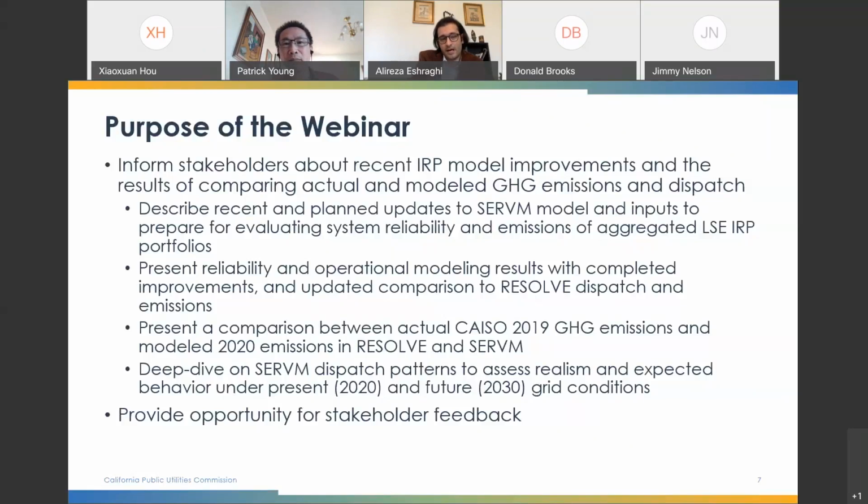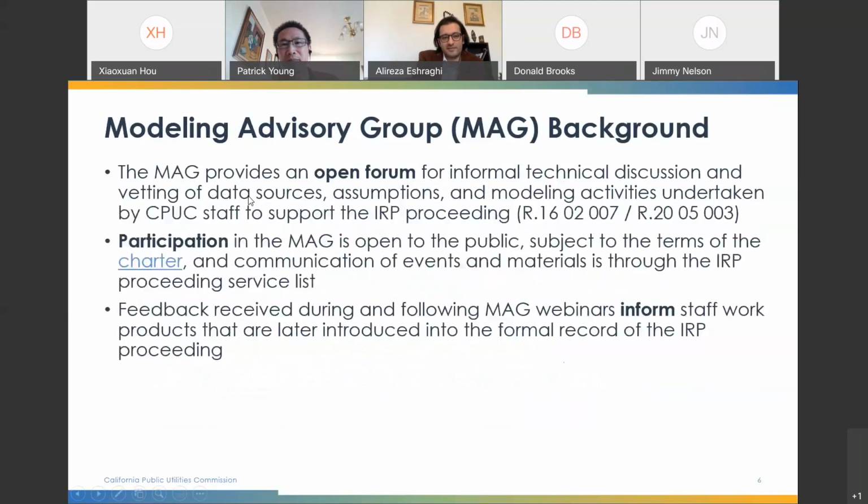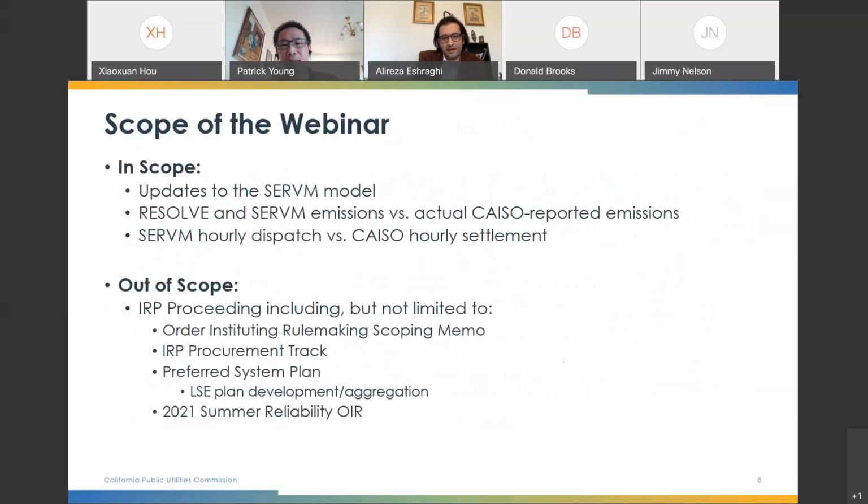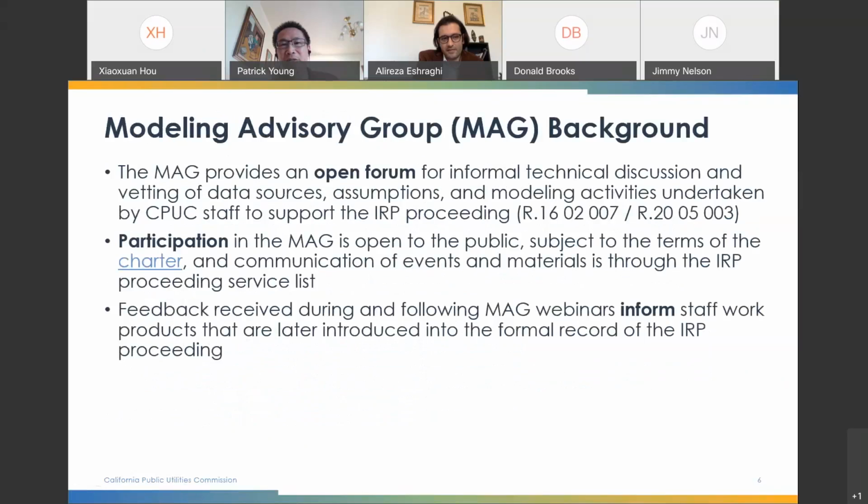The adopted decision also— Hey, Ali, it looks like you're off one slide. Oh, sorry, next slide. Just the background. One slide back. Yes, thank you. I think you didn't cover the purpose of the webinar. You need to go back to the purpose. I'm covering that, yeah. If we can go back one slide.